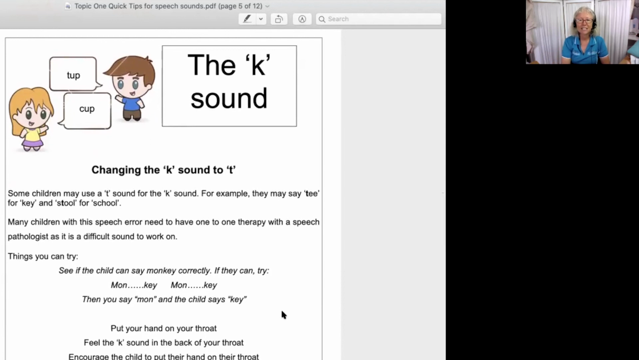And finally, let's have a look at this one. The child that says tup for cup. They're changing k to t. Are they both voiceless sounds? K, t. Are they both plosives? K, t. Yes. Again, it's the position. They're moving from a back sound, k, to a middle sound, t.